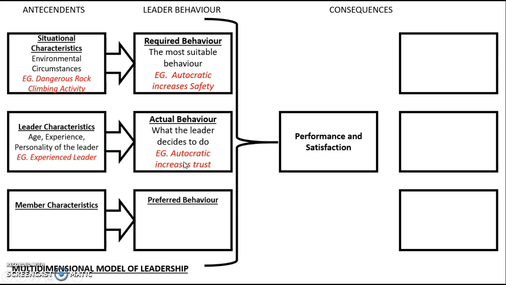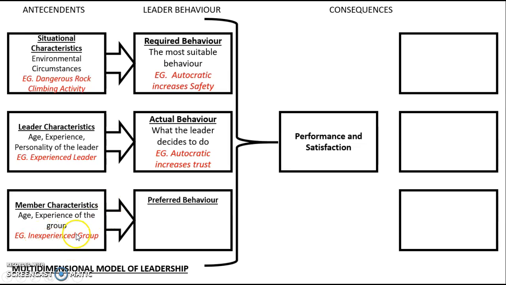Because if they think, well, if he's using autocratic style or she's using autocratic style, we trust them because they know it's a dangerous situation and they also know what they're doing. So member characteristics then, the final one, it talks about the age and experience of the group. Okay, so age and experience of the group, and we're going to use this as a best fit model. We've got an inexperienced, a young group of rock climbers.